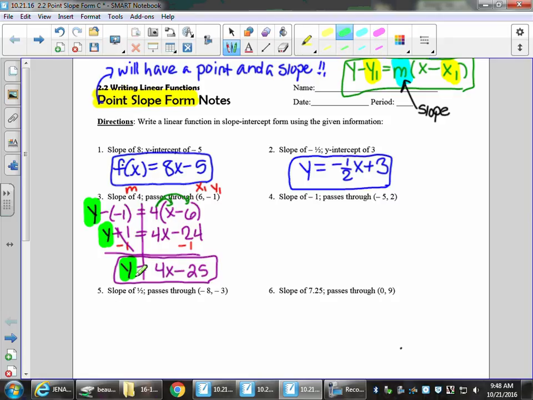If you think you're done, check with a neighbor. Good question. This 6 was negative because my original formula is x minus x1. And I was plugging in a positive 6 right here. So that became x minus 6.